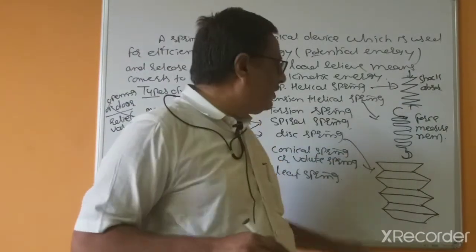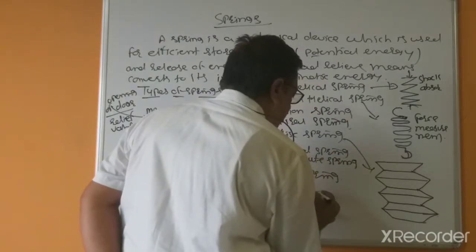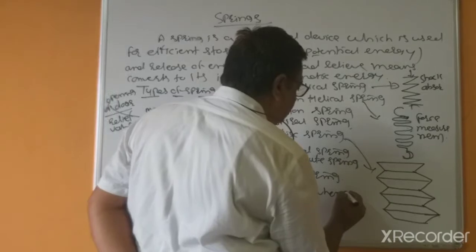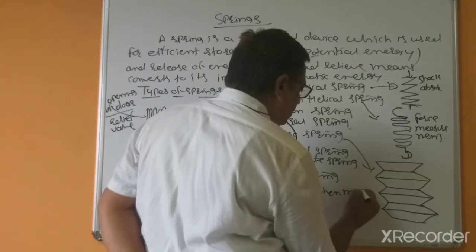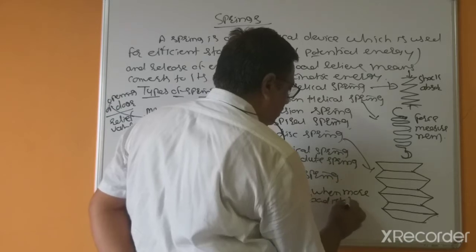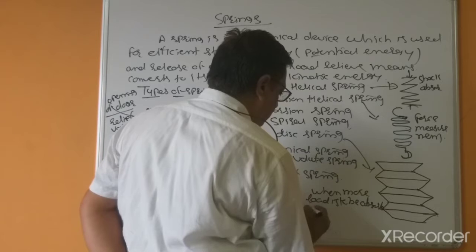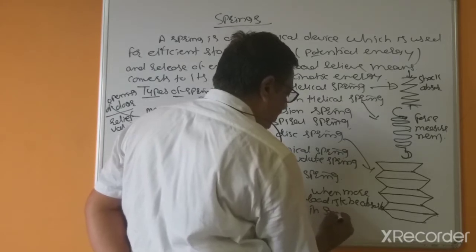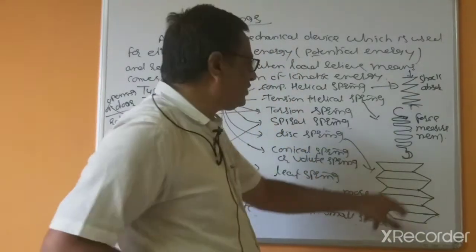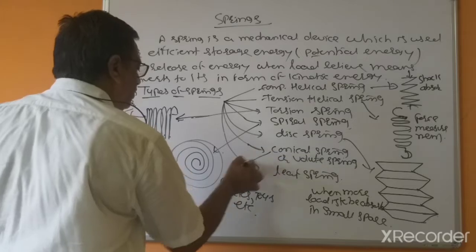The load is axial, but when more load is to be absorbed in a small space, then we can use such type of disc springs, conical springs or volute springs.